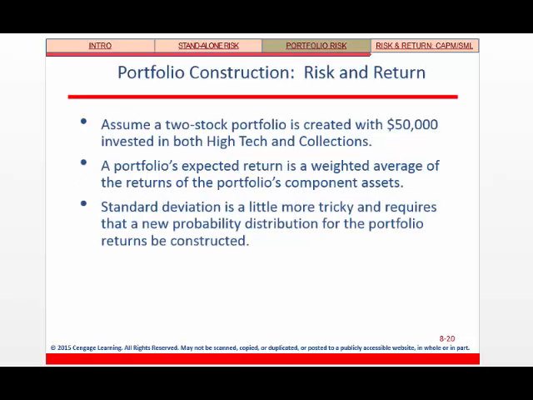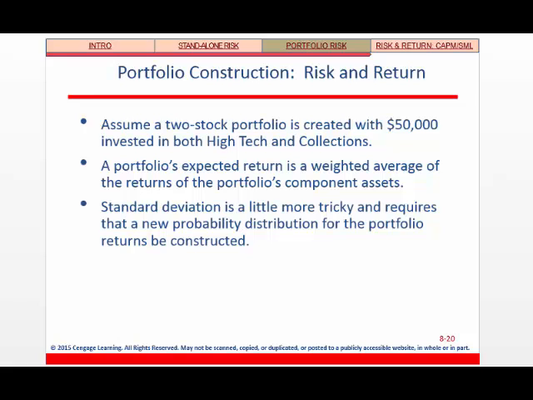Now let's talk a second about portfolio construction. Okay. Assume a two-stock portfolio is created with $50,000 and it's going to be invested in both high-tech and collections. Now, a portfolio's expected return is the weighted average of the returns of the portfolio's component assets. What does that mean? Well, that means if you know what the expected returns are for each of them, then you can figure out what the weights are, and multiply the weights by those expected returns, add them together, and you've got the portfolio's expected return.